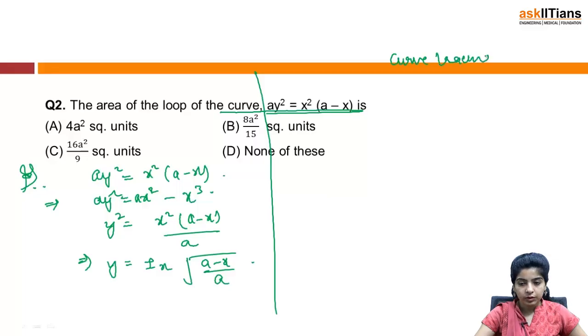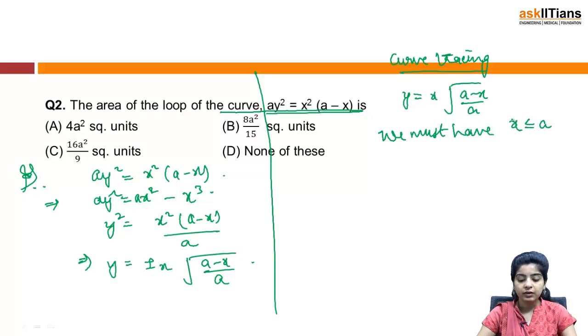So what about from the equation itself? y is x under root a minus x over a, and we need to draw this curve. So we must have x less than or equal to a, right? First thing is that we must have x less than or equal to a.